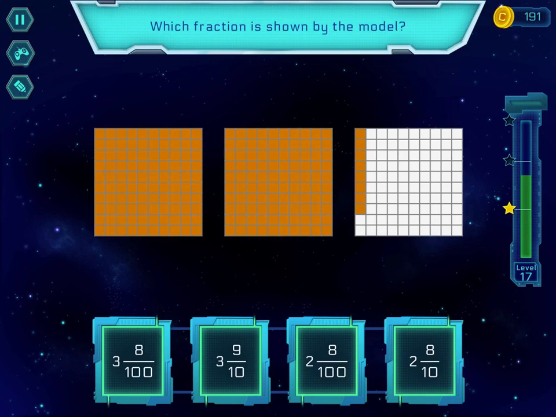In this example, which fraction is shown by the model? We have a model that shows 2 whole cakes shaded. And on this last cake, there are 1, 2, 3, 4, 5, 6, 7, 8 out of 100. So we're looking at 2 whole cakes here and 8 out of 100.